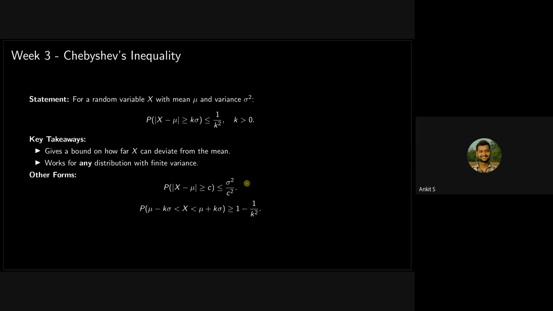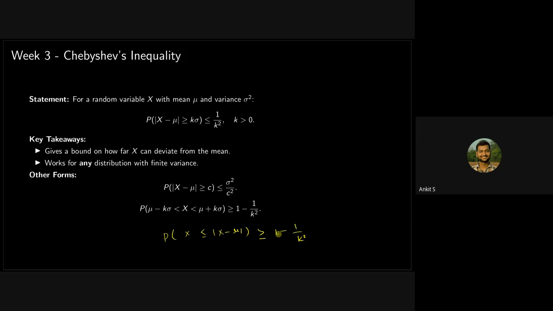So this is the basic form, and this is a derived form. Generally you will see there are two forms of this inequality. This is the upper bound one, because it is giving an upper bound on the probability, and the other gives a lower bound on the probability. So it will also be written like this: the probability that the absolute value of x minus mu is less than k sigma is lower bounded by 1 minus 1 by k squared.